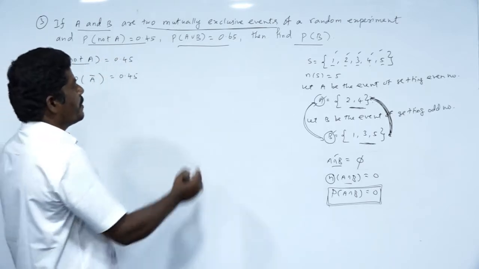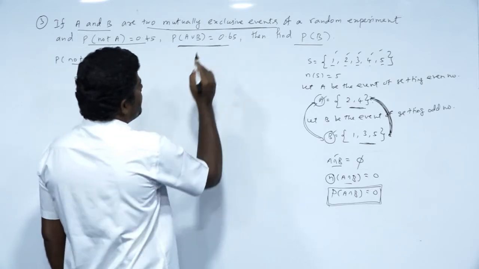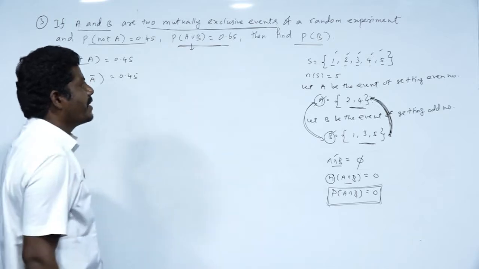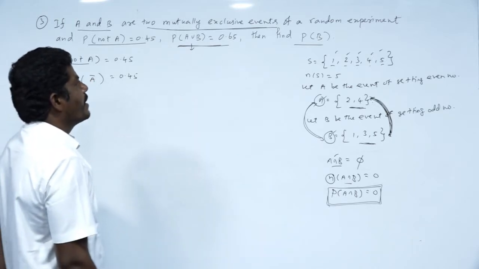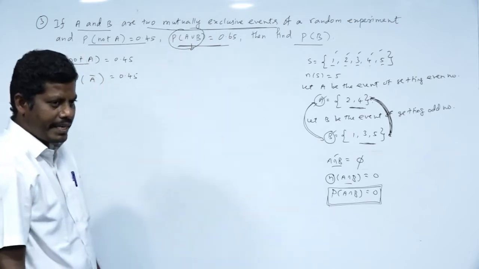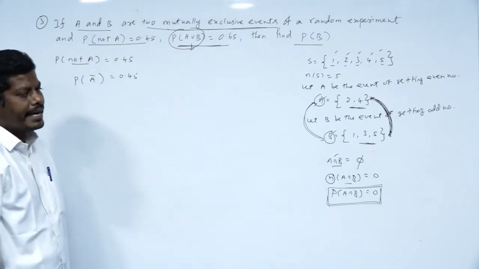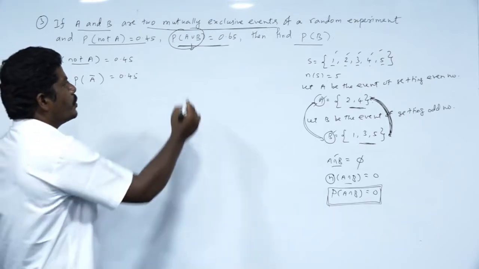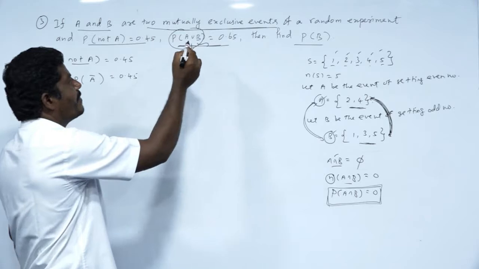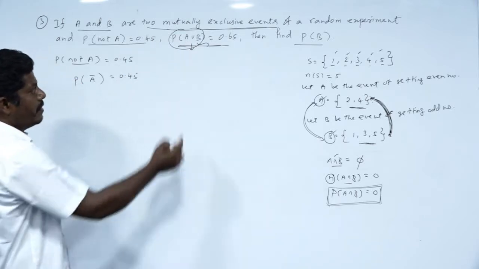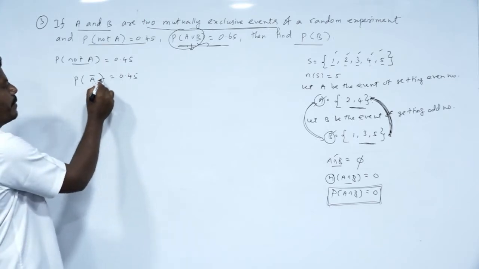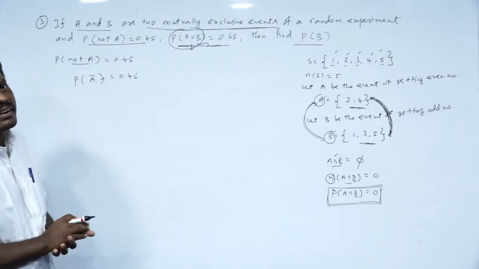Probability of A union B is nothing but probability of A plus probability of B minus probability of A intersection B, my dear students. So, using that formula, we want to find out probability of B. For this formula, we need probability of A. So, using probability of A bar, we want to find out probability of A.